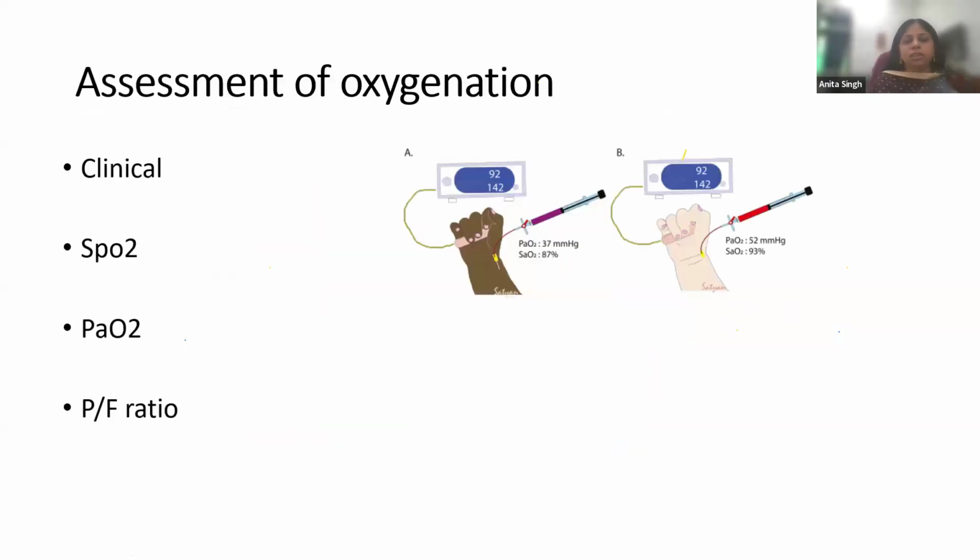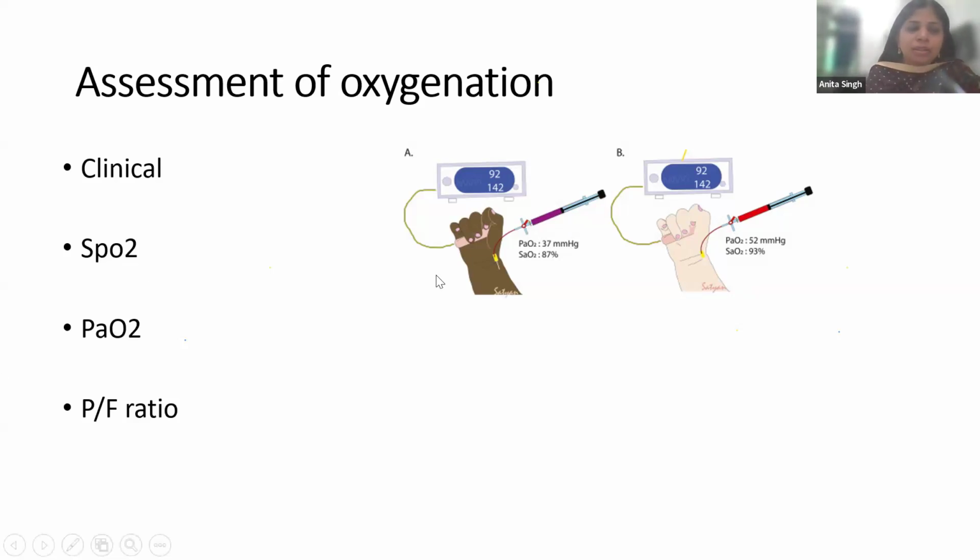So how to assess the oxygenation? Assessment of oxygenation requires clinical assessment, which includes visual assessment. Visual assessment may be difficult in babies who have dark skin. This is shown in this diagram: with a similar SpO2, the PaO2 can be less in a darker pigmented baby and more in a fair baby. So they can be fallacious. Visual estimation cannot be very accurate.